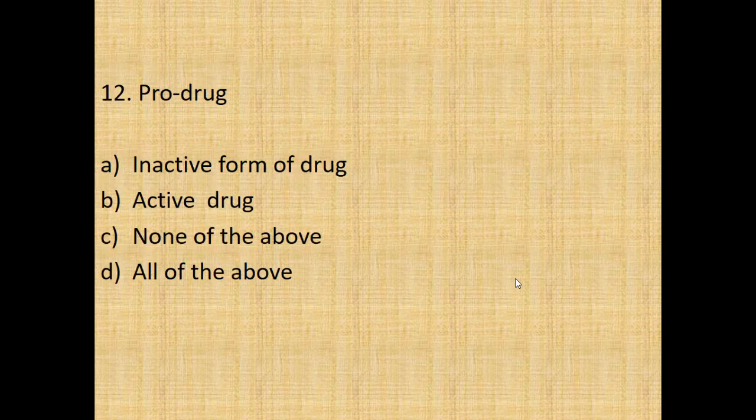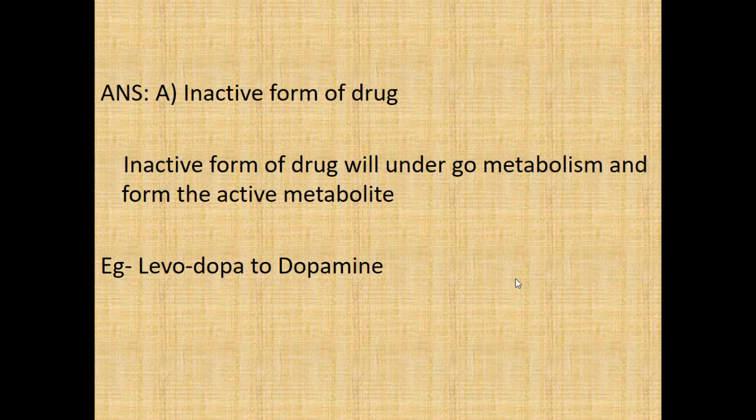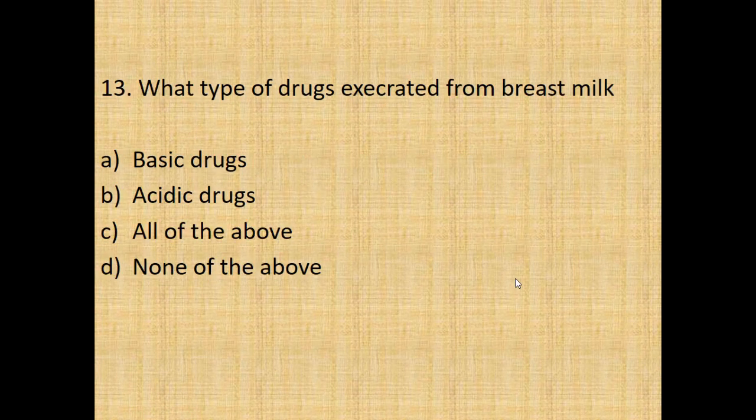Prodrug: always remember, pro means before. A prodrug is the inactive form of a drug. For example, levodopa to dopamine. Then what type of drugs are excreted in breast milk?